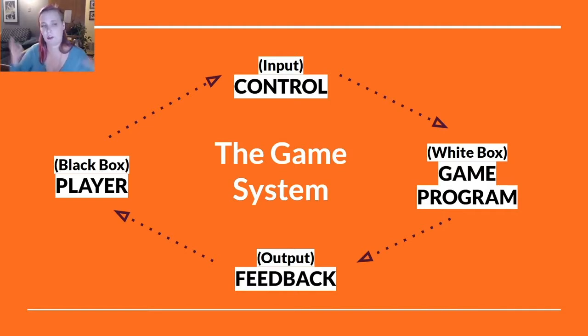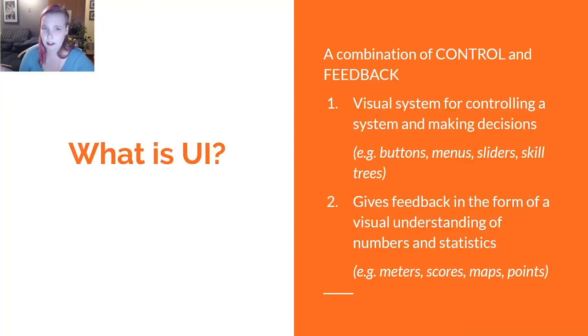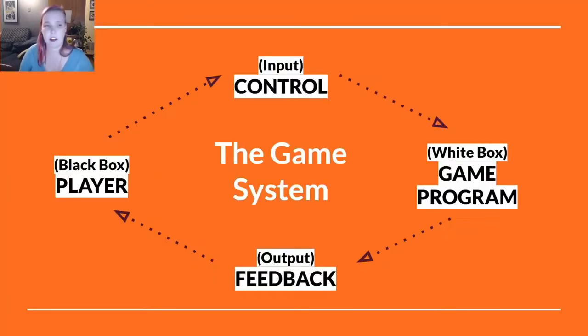So this is a conception of the game system where if you start with the player as the black box, the player chooses a control, which is an input. That control goes to the game program. The game program then produces some kind of output or feedback, and the player uses that to make their next decision. So that's the flow that we're looking at in terms of how we actually design games. So UI specifically fits into the control and feedback. So that's the top and bottom of our little cycle here, right?